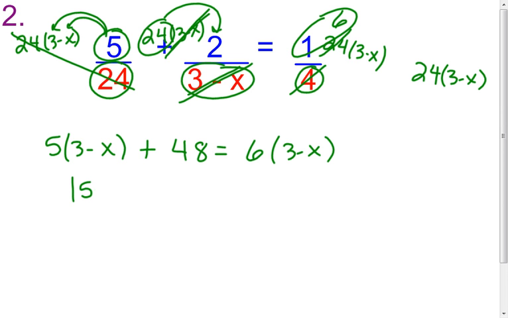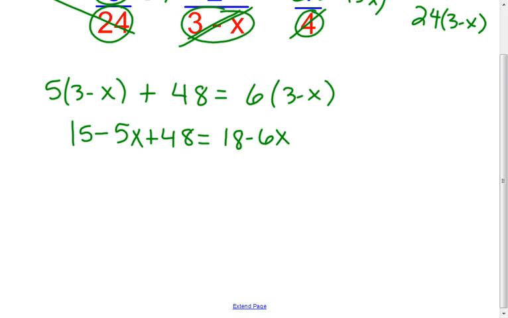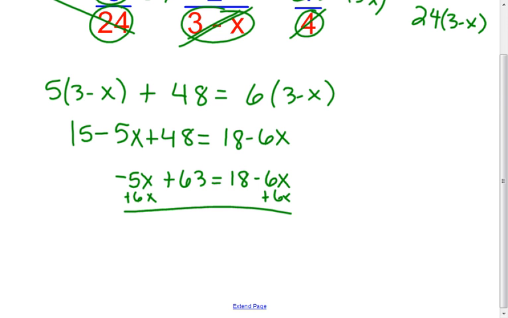So over here, I have 15 minus 5x plus 48 equals, when I distribute the 6 through, I will have 18 minus 6x. Combine your like terms, you'll have negative 5x plus 63 equals 18 minus 6x. Add this 6x over. x plus 63 equals 18. Subtract 63. And x equals negative 45.